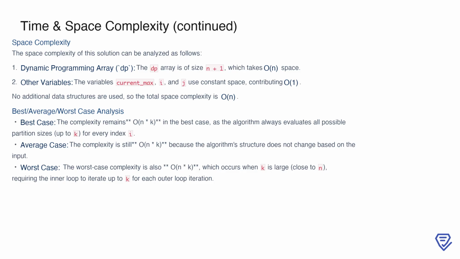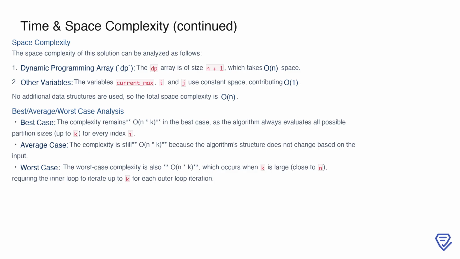Moving on to the best, average, and worst-case scenarios, the algorithm consistently evaluates all possible partition sizes up to k for every index i. This means that in all cases, whether best, average, or worst, the time complexity remains O(n*k). The worst-case scenario occurs when k is large, approaching the size of n, as this maximizes the number of iterations in the inner loop.